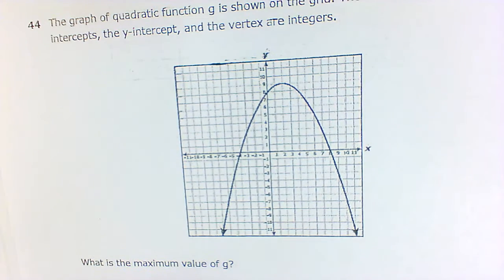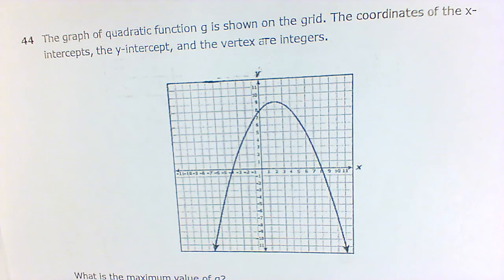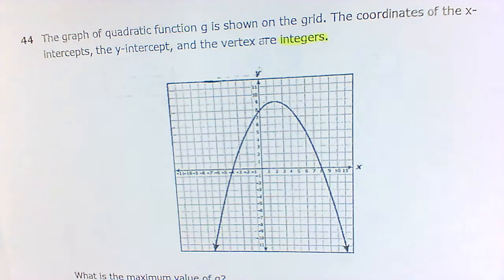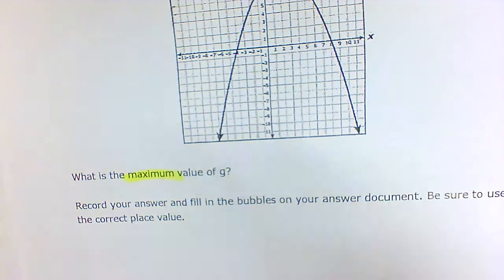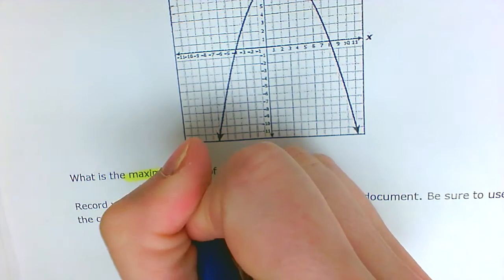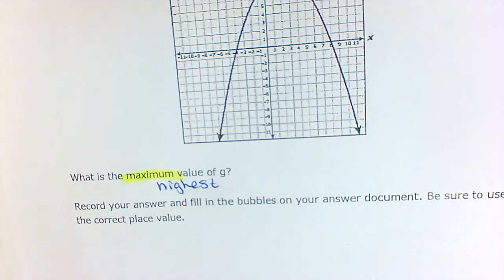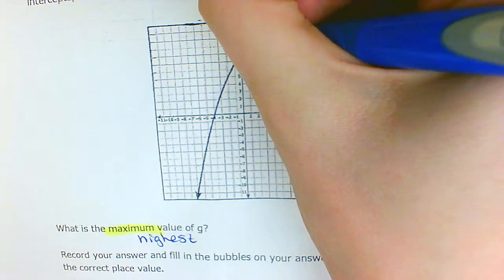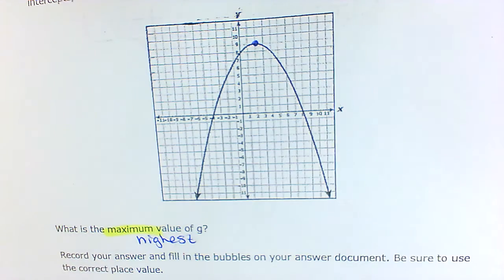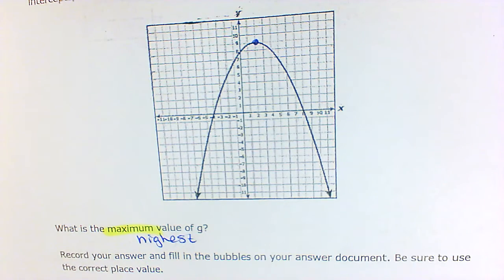Number 44. The graph of the quadratic function g is shown on the grid. The coordinates of the x-intercepts, the y-intercept, and the vertex are integers. So what they're telling me right there is that they are actually crossing at pretty numbers instead of crossing at like decimals or fraction numbers. Then they ask, what is the maximum value of g? Okay, I know that maximum actually means the highest value. So when I'm looking at this problem, maximum to me as quadratics also means the vertex point. This is the highest point on the graph, so that is my maximum value.